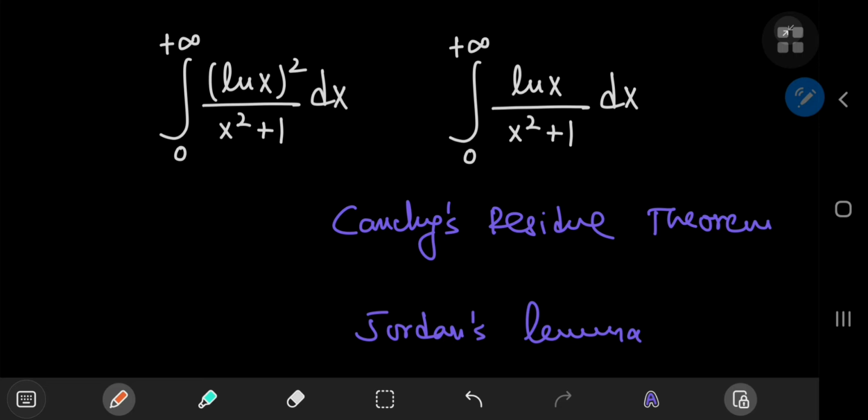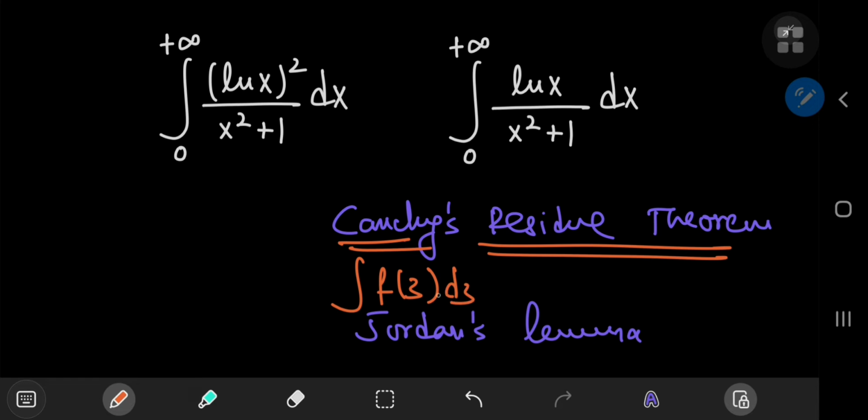So anyway, we're going to evaluate these two badass looking integrals using contour integration. And we're going to need a couple of tools over here. First one being Cauchy's residue theorem. And this theorem states that the integral of some complex valued function f of z over a closed contour C equals 2 pi i times the sum of the residues of the function enclosed by that contour.